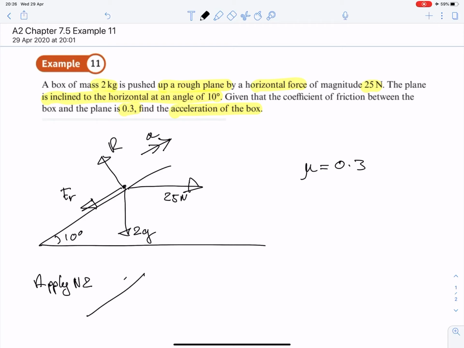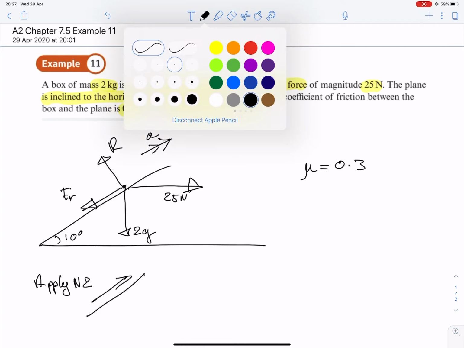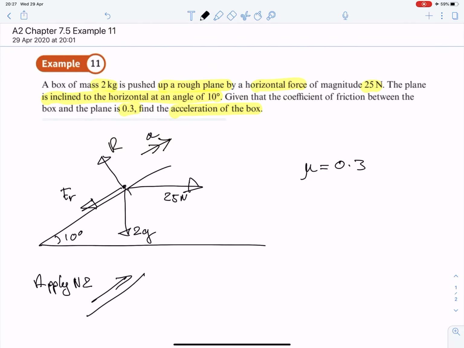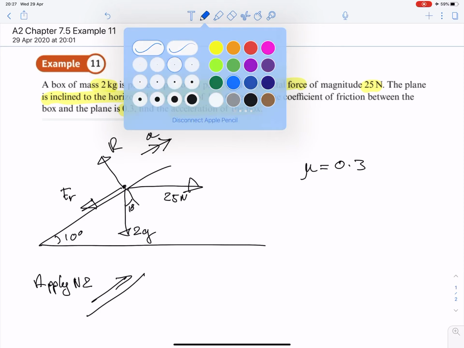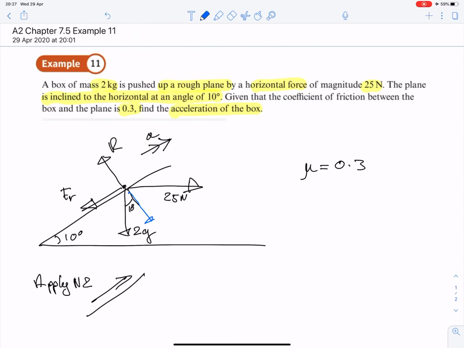So first of all, let's apply N2 up the plane and parallel to the plane. So what are the forces in that direction? We need to break our forces down into their components. Let's first of all put the angle on here. So this is also 10 degrees. Next to that, we've got a force acting perpendicular to the plane. So that will be 2g cos of 10 degrees.